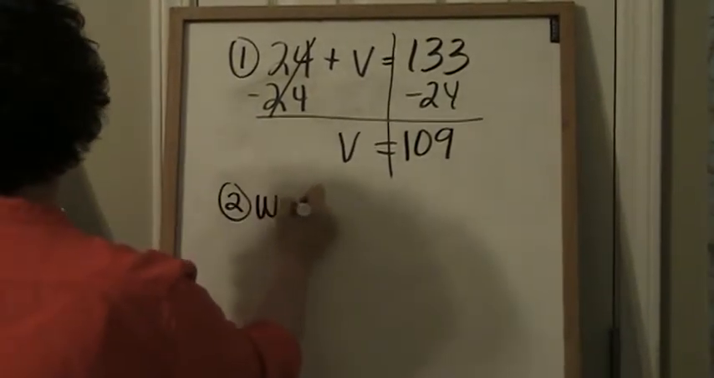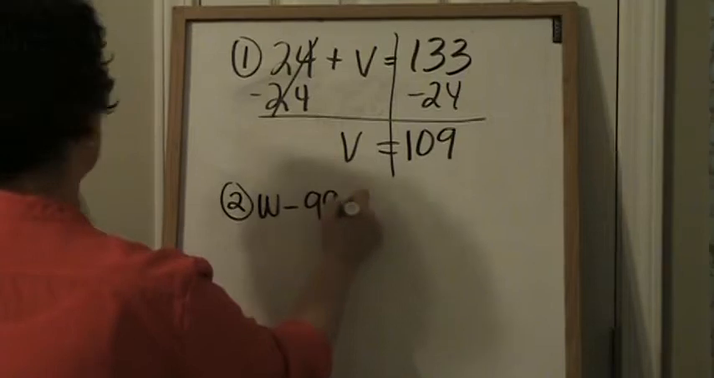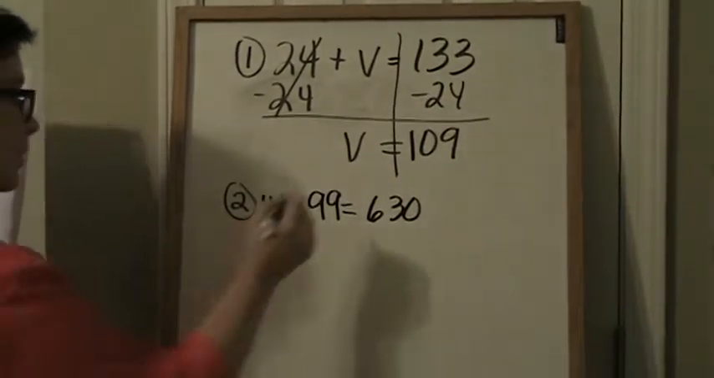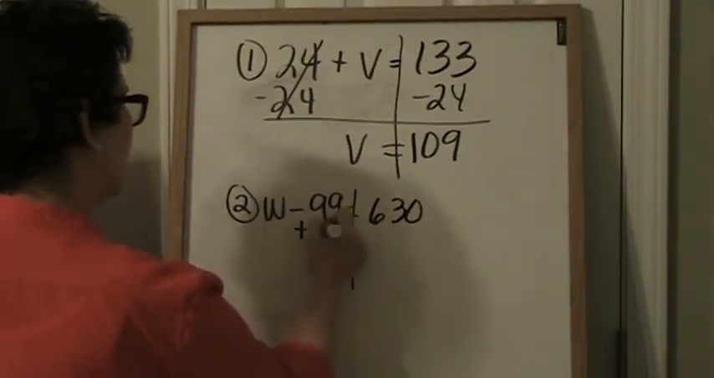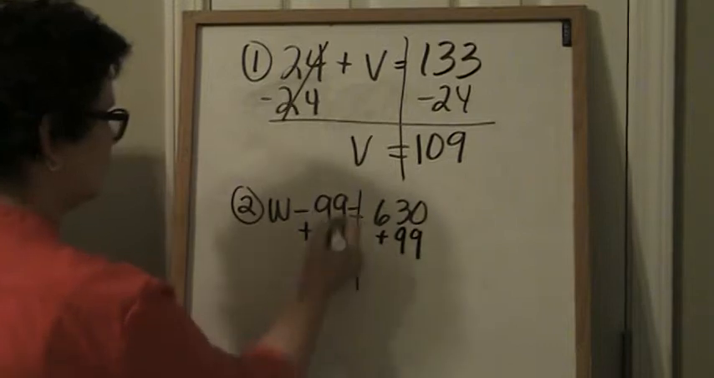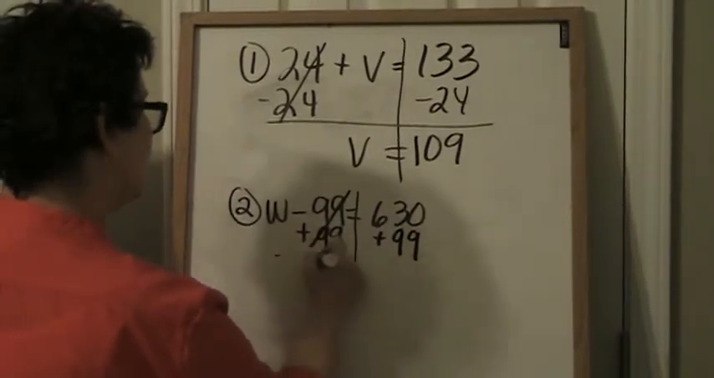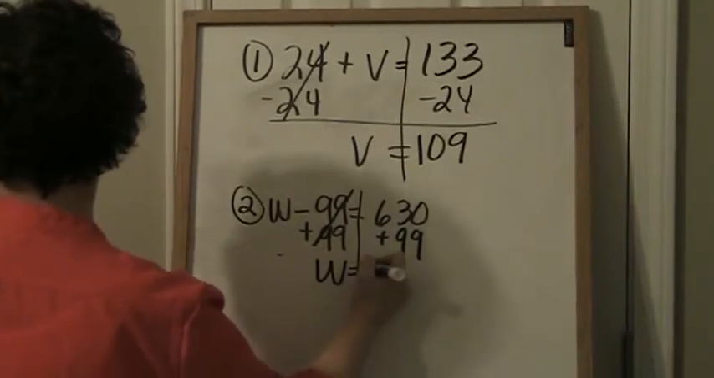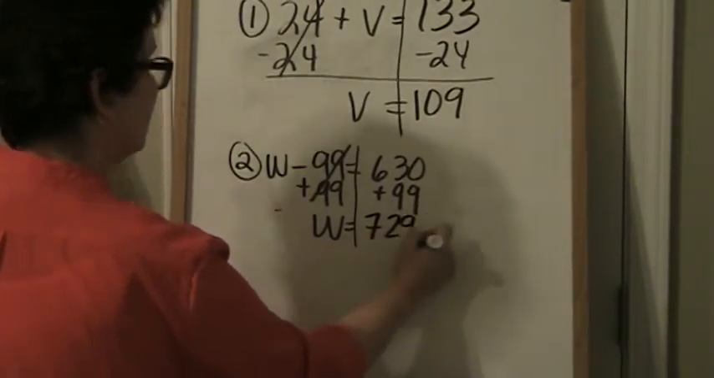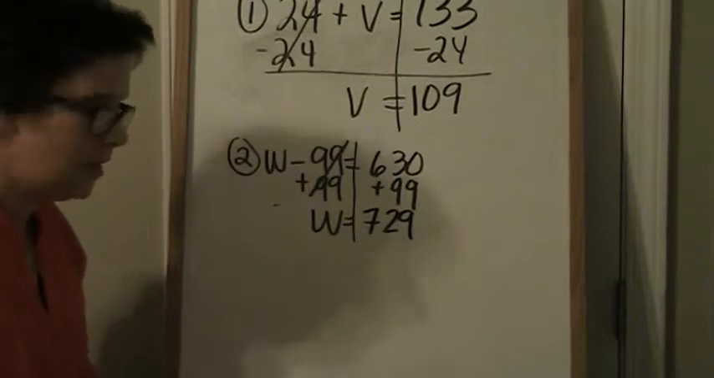Okay, I'm going to do number 2. W minus 99 is equal to 630. All right, draw our line, add 99 because it's the inverse operation. That leaves you with W is equal to 729. Okay, there's 1 and 2.